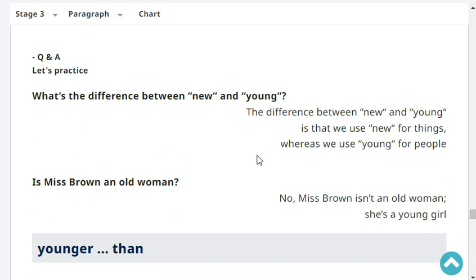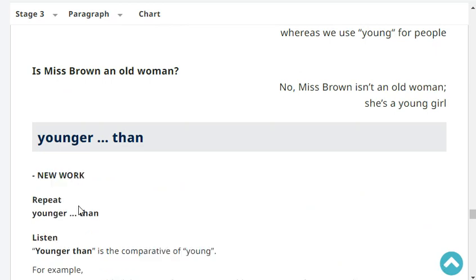Let's practice. What's the difference between new and young? The difference between new and young is that we use new for things, whereas we use young for people. Is Miss Brown an old woman? No, Miss Brown isn't an old woman. She's a young girl. Very good.